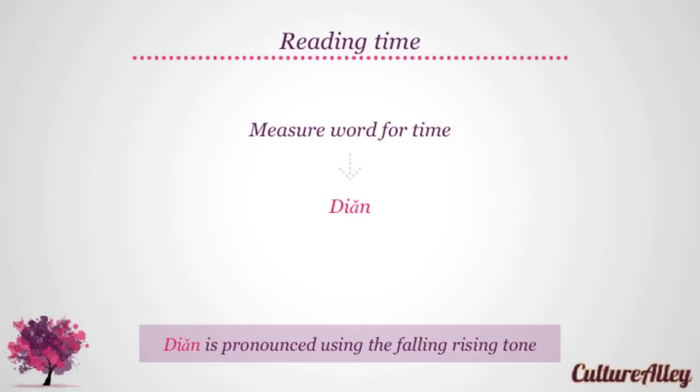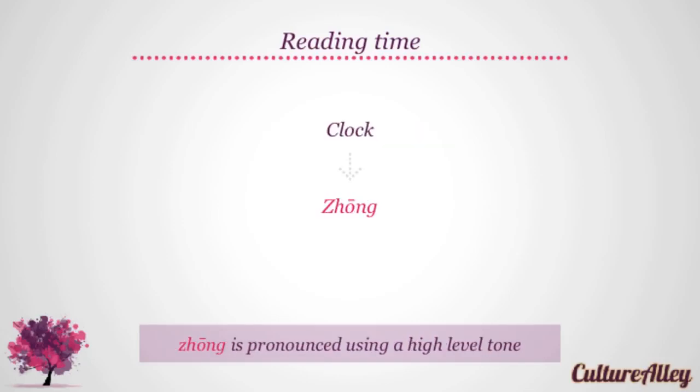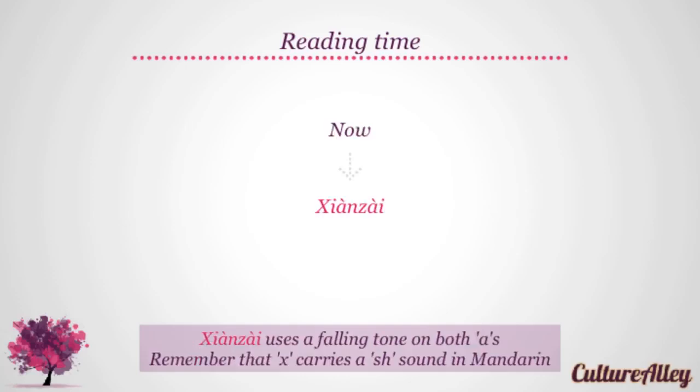The measure word for time is 点, and it is pronounced using a falling rising tone. Great! Clock translates to 钟, which is pronounced using a high level tone. Now becomes 现在. 现在 uses a falling tone on both A's. Remember that X carries a sh sound in Mandarin. Can you try saying 现在?